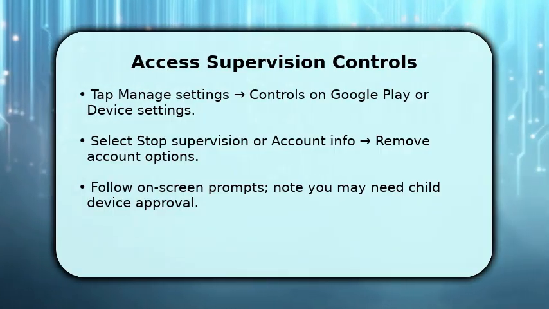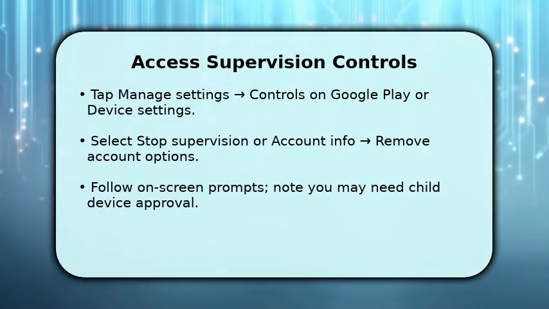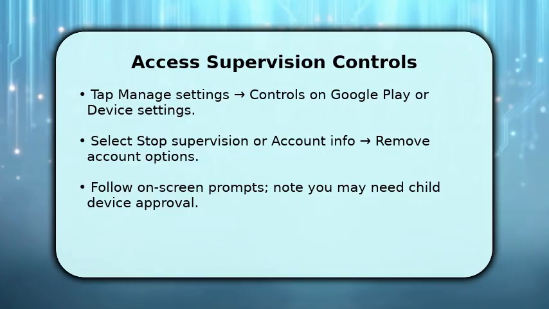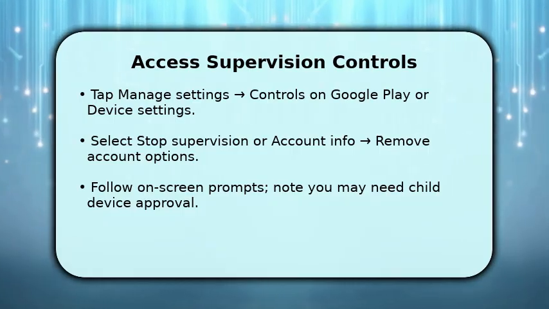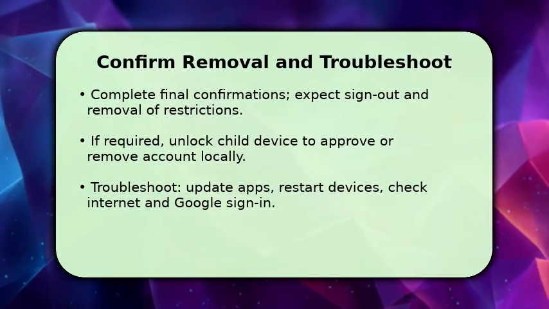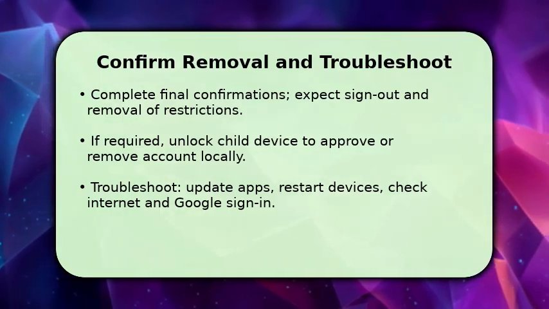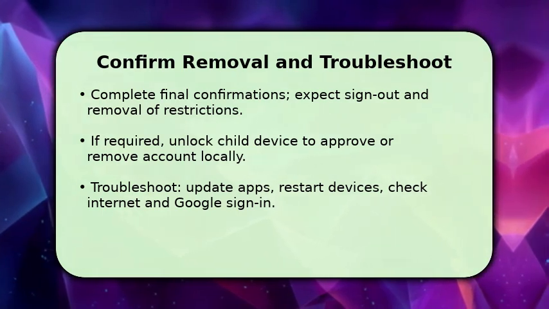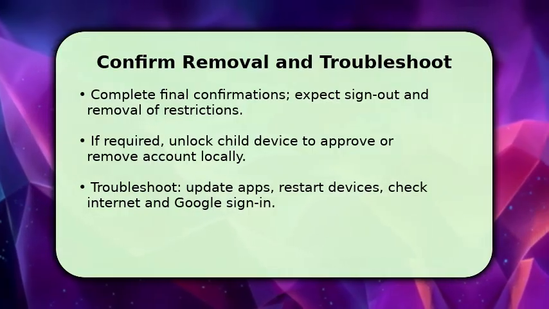You'll see prompts explaining consequences like lost restrictions and saved data changes. Follow the on-screen prompt step by step, because some actions require confirming your Google password or using the child device for final approval. Finish by confirming removal. You'll usually be asked to confirm with your password, and then the child's device will sign out of the supervised account and lose restrictions. Make sure to unlock the child device if prompted so the removal completes locally.